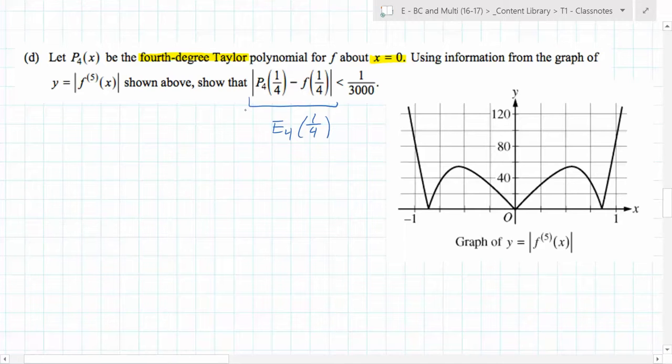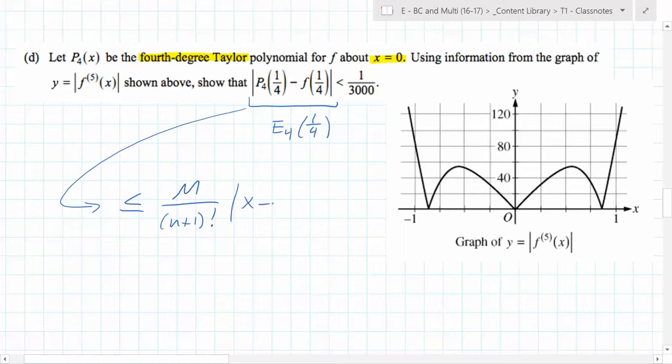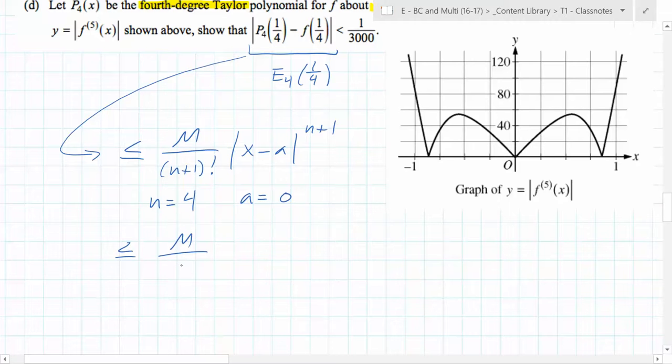You know that this thing has to be less than or equal to M over what? What's the formula? (n plus 1) factorial times the absolute value of x minus a to the n plus 1. In this case n is equal to 4, and a is equal to 0. So we can simplify it down to M over 5 factorial times x to the, and we're doing it for x equals 1/4.